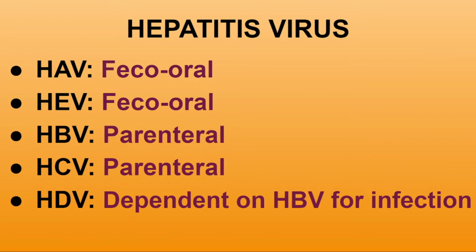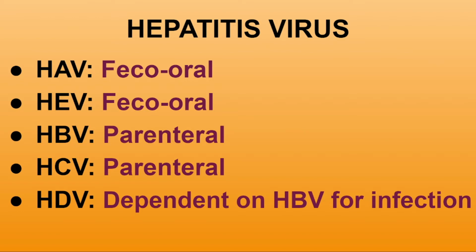First of all, we have the hepatitis A virus, which is transmitted by the fecal-oral route, and it is very common among the travelers, and it causes acute hepatitis. Hepatitis E virus is also transmitted by the fecal-oral route and transmitted via contaminated water and undercooked seafood. Again, it causes acute hepatitis.